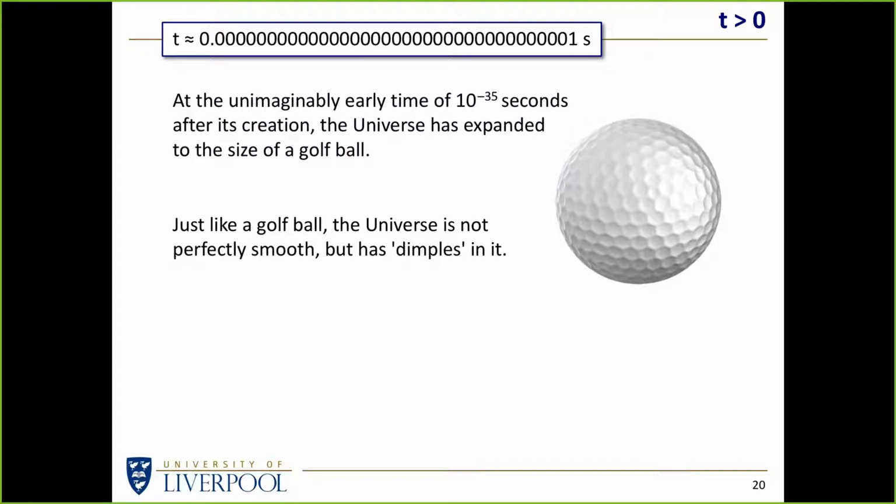And again, take these dimples with a pinch of salt. What we mean is the density of the universe was not perfectly smooth. There were tiny variations where a point over here was just a little bit more dense than a point over here. And there were variations in density throughout the golf ball itself.